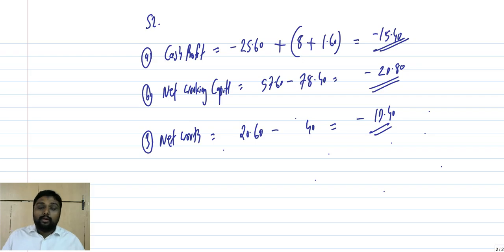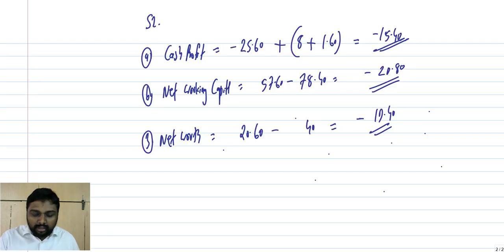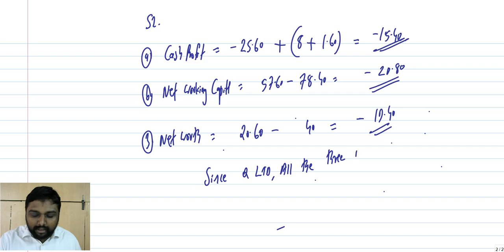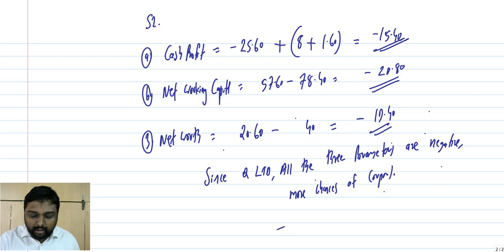So here, what are the comments? Comments are very important for the final level. So what we have to do? Since the company is limited, all the three parameters are negative. More chances of corporate sickness. Moreover, there is a big chance of distress. So copy fast.